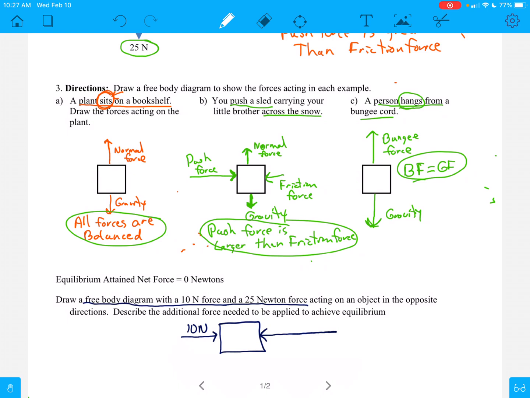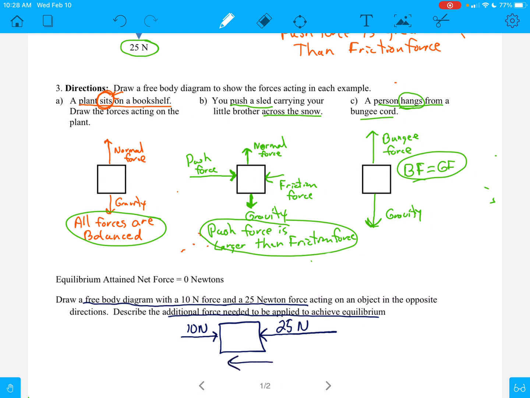because these vectors show magnitude and they show direction. So this one's going to say 25 newtons, okay? So this side is pushing in at 25, this side's pushing in at 10. What's going to happen to this object? Describe the additional force needed to be applied to achieve equilibrium. How am I going to make sure that this thing doesn't move?